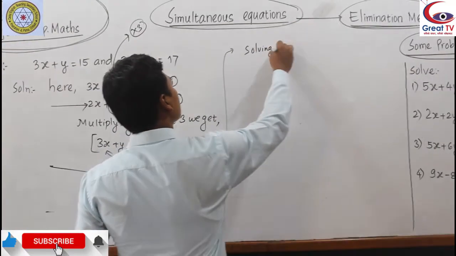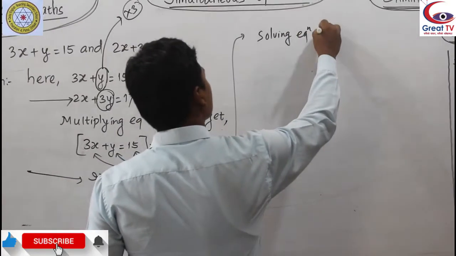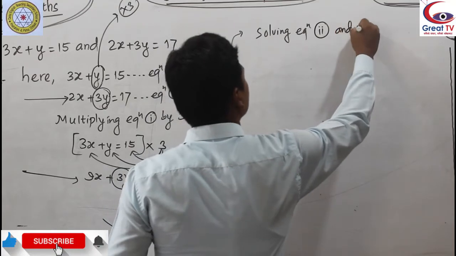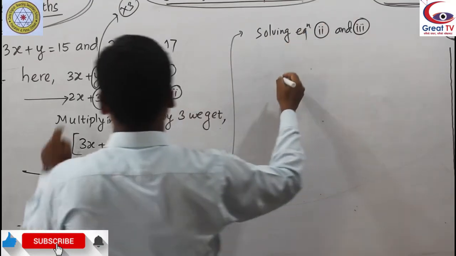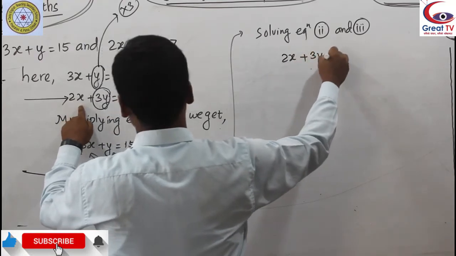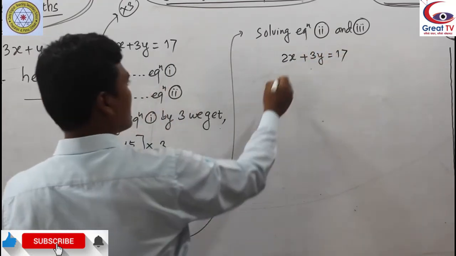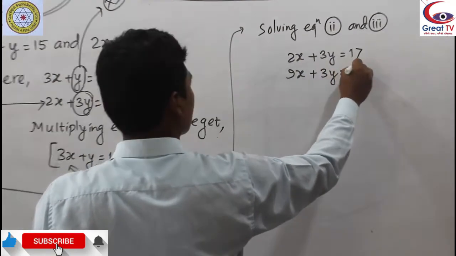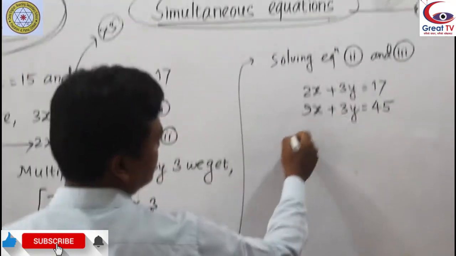Solving equation second and third. Second we have 2x plus 3y equals 17. Third, 9x plus 3y equals 45.